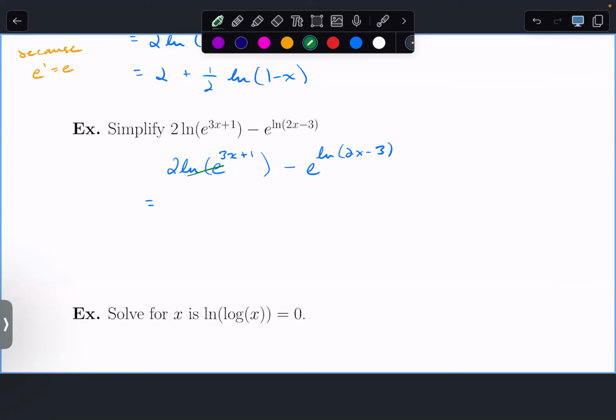The log and the e effectively cancel. Why? Because if you have 2 times the natural log of e to the 3x plus 1, you can rewrite that as 2 times 3x plus 1 by bringing that power down front, and then times the log of e. But the log of e is 1. So if you see that the log of e is 1 and the power drops down, then that's going to save you some time. 2 times 3x plus 1.